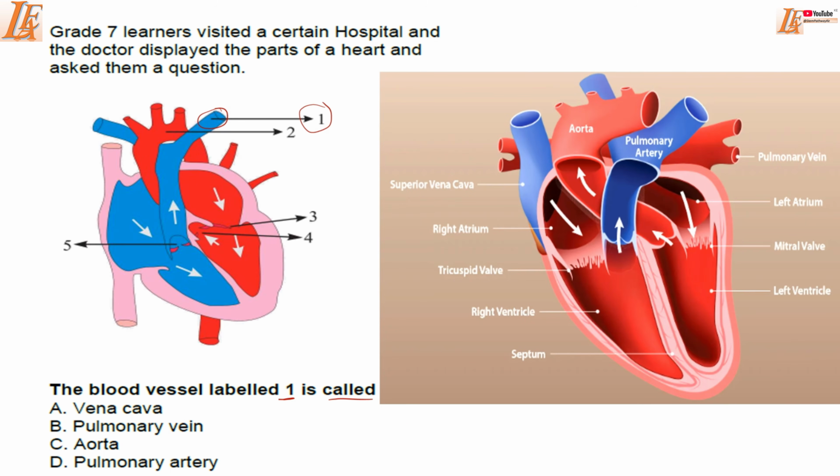In this case, we have the pulmonary vein, we have the left atrium, we have the mitral valve, we have the left ventricle, we have the septum, we have the right ventricle, we have the tricuspid valve, we have the right atrium, we have the superior vena cava, we have the aorta, and then we have the pulmonary artery. So this blood vessel which we have here, let's call it 1 on this right side, is the same blood vessel that the doctor asked the learners. Therefore, the name of the part labeled 1 is pulmonary artery. So this is the correct answer in this case, B.